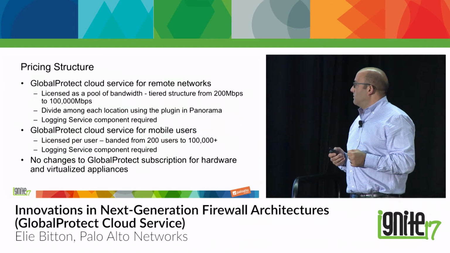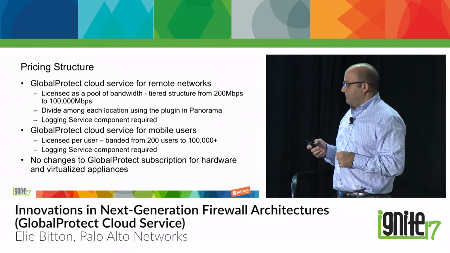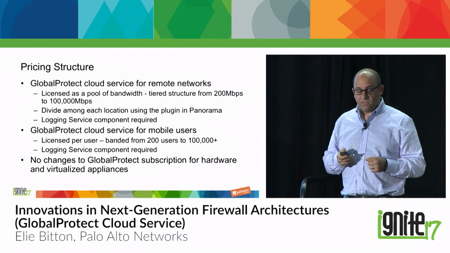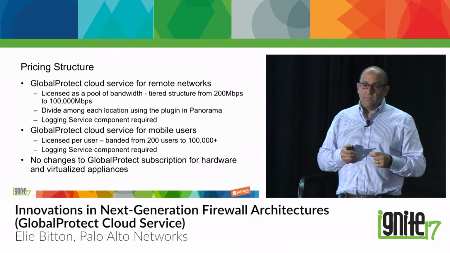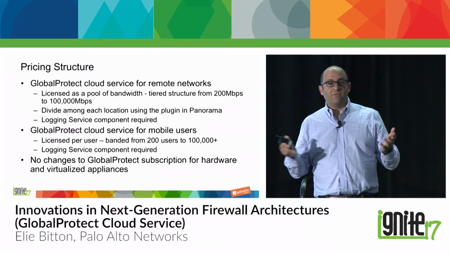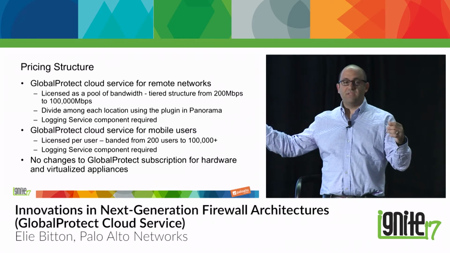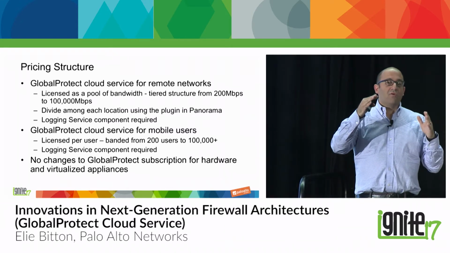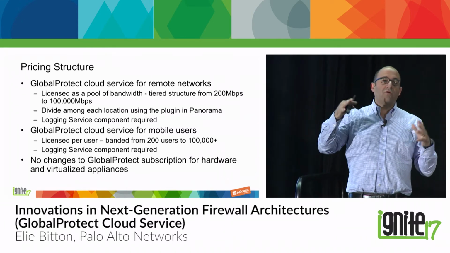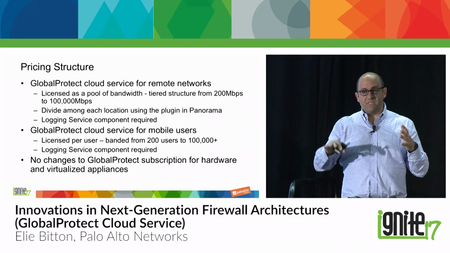So, some details here. The pricing structure for the remote networks. Remote networks are being sold with a pool of bandwidth. The pool of bandwidth ranges from 200 megs to 100,000 megs, or 100 gigs. And it's a tiered model, so the bigger pool you buy, the more built-in discount there is.